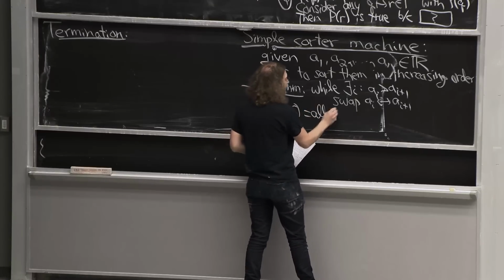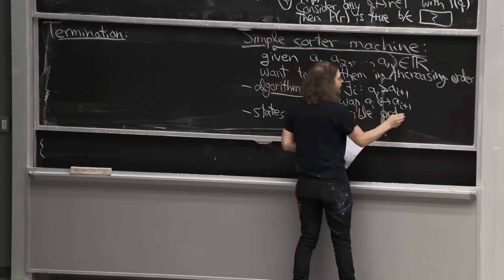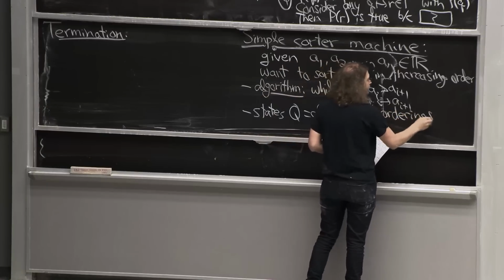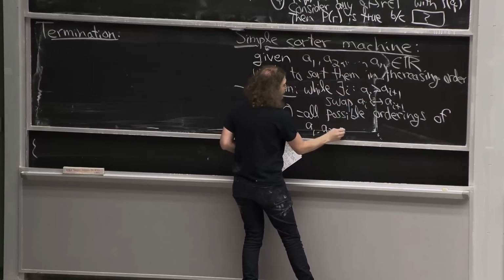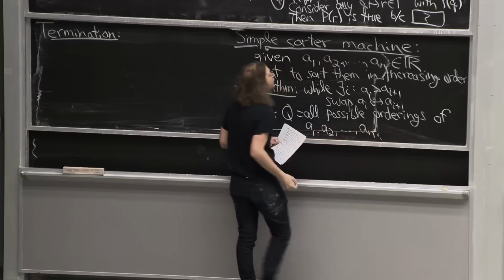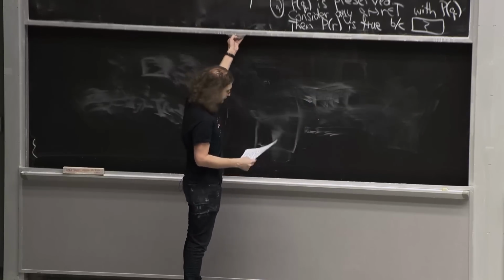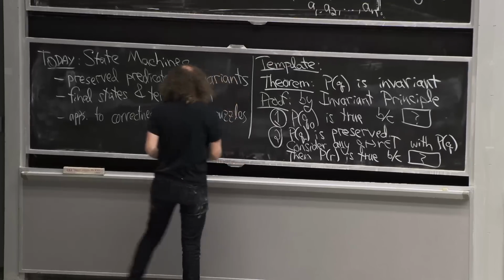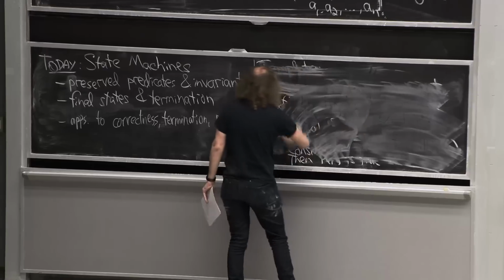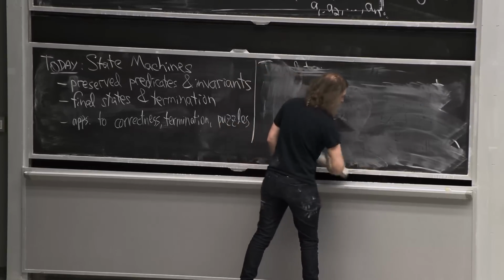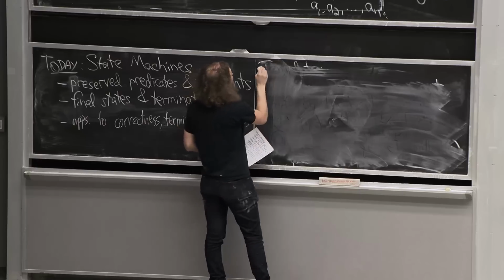Let's define Q to be all possible orderings. These may not all be reachable, but this is the thing that's easy to define. All possible orderings of a1 to an. OK, don't need this template. OK, what are the transitions?